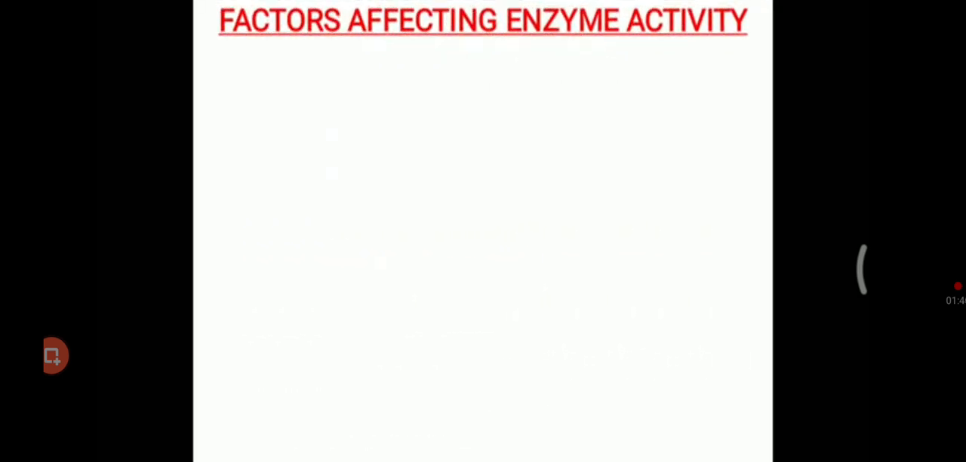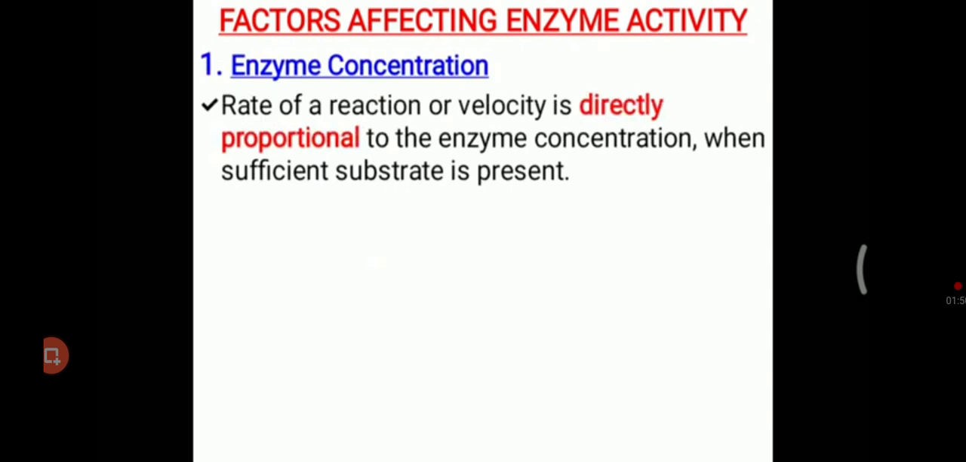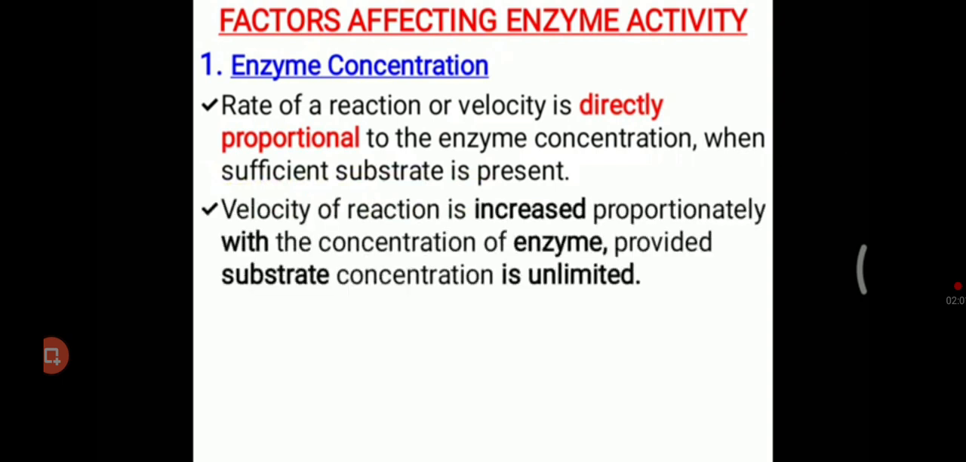We will look one by one at each factor. So first one, that is enzyme concentration. The rate of a reaction or velocity is directly proportionate to the enzyme concentration. Here the condition is that substrate is sufficiently present. So velocity of reaction is increased proportionately with the concentration of enzyme, provided substrate concentration is unlimited.